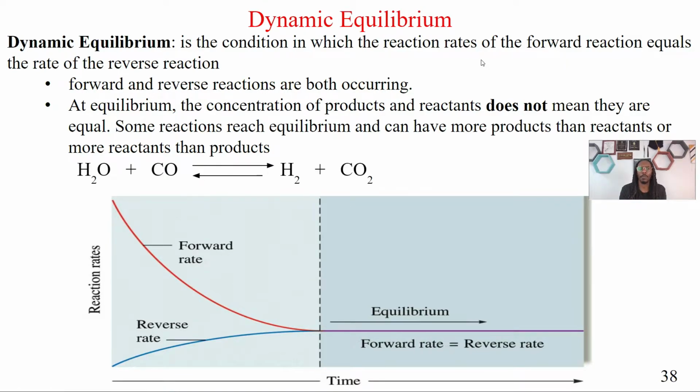So this is what we're talking about with equilibrium. For instance, let's look at this graph. This graph really sums up equilibrium. Let's say we have this reaction here, and we have our forward rate. The forward rate is where we're making our products, H2 and CO2, and we have our reactants here, water and CO. So with the forward rate, we're making our products.